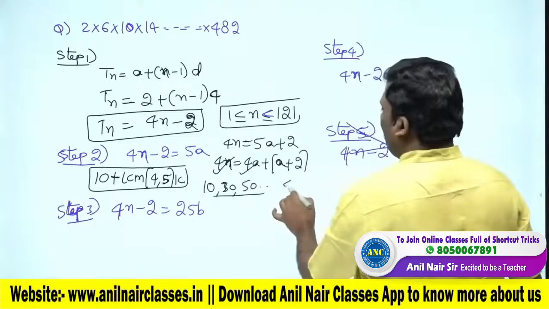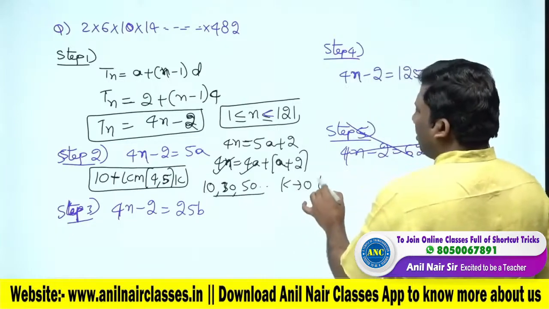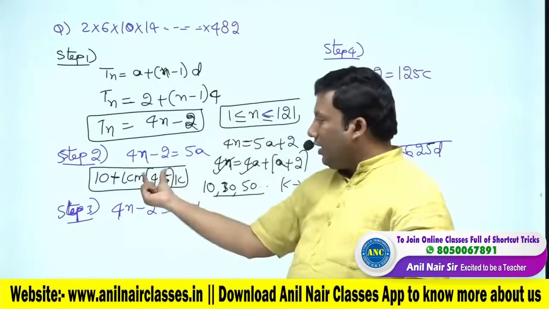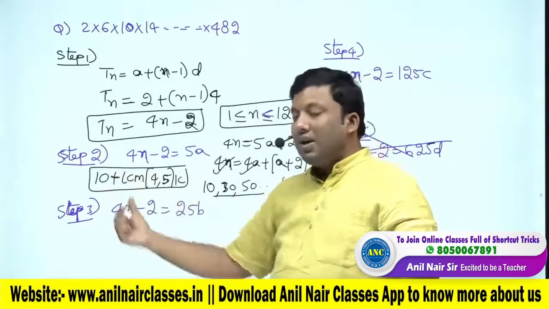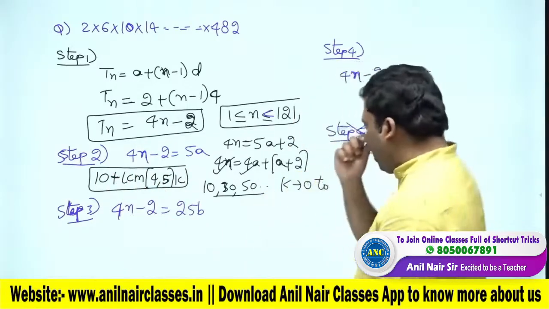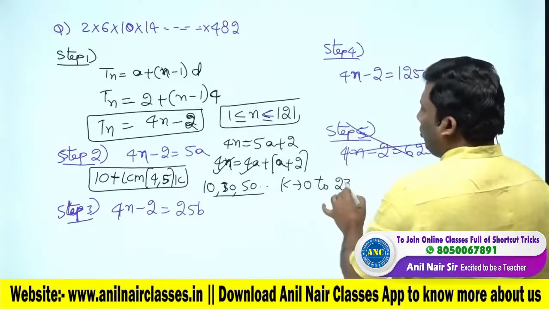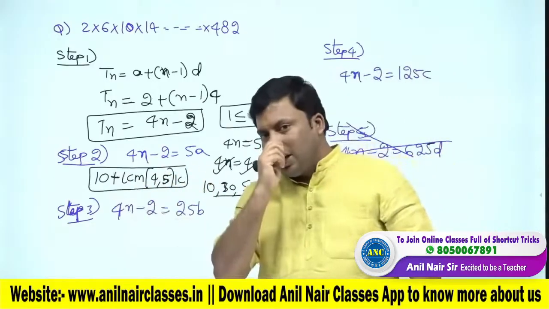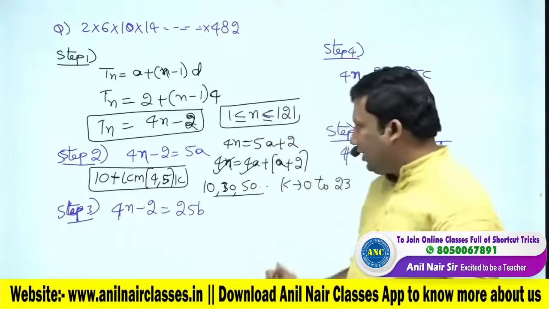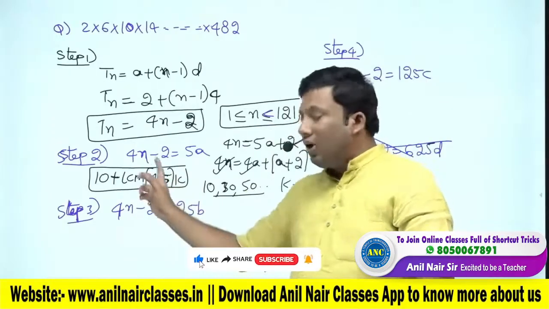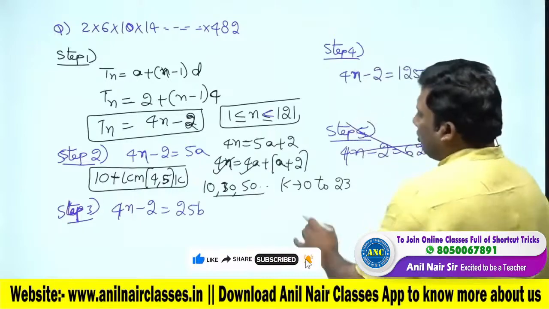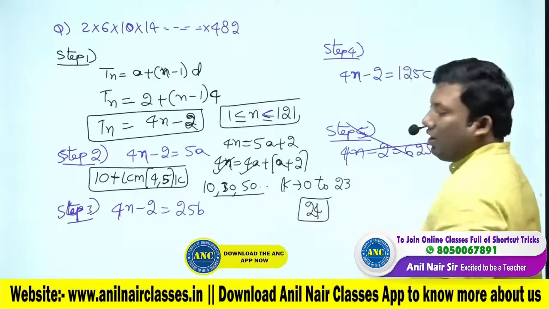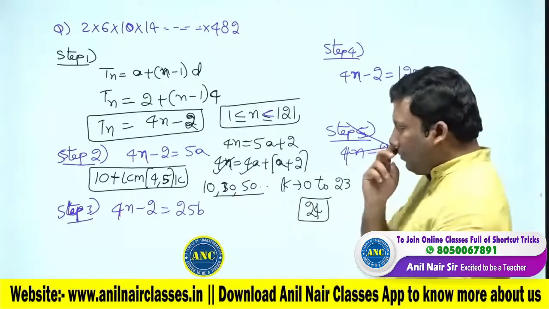Now how many values can this k take? It can take from 0 to, how many? I require up to 482. 24 twenties are 480 plus 10, it is 490. So it will be from 0 to 23. 20 into 23 is 460, 460 plus 10 is 470. K value 24: 20 into 24 is 480, plus 10, it is 490. So 0 to 23. How many multiples of 5 did I get? I got 24. Are you all with me? So just take the upper limit.